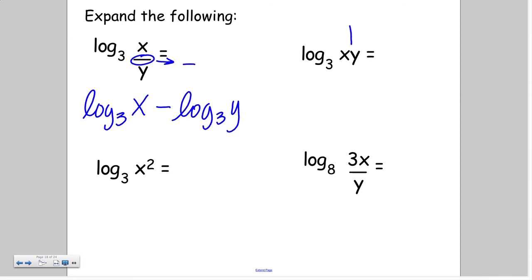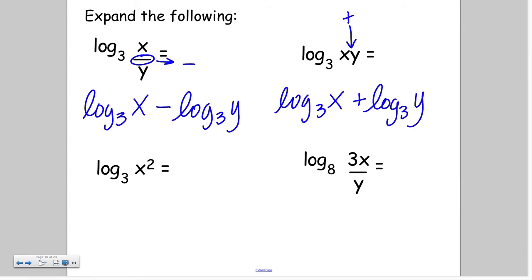Alright, here you've got multiplication. So when you expand it, you're going to add. Okay. The next one, you've just got an exponent. So the exponent is going to go to the front.